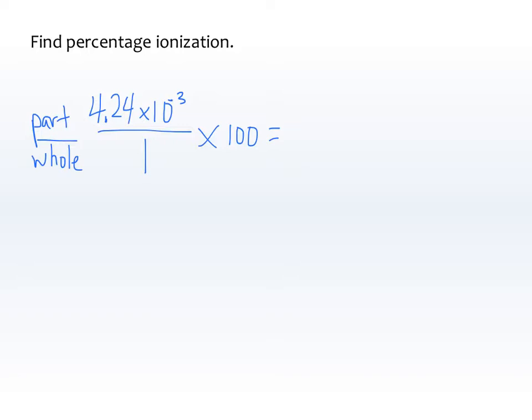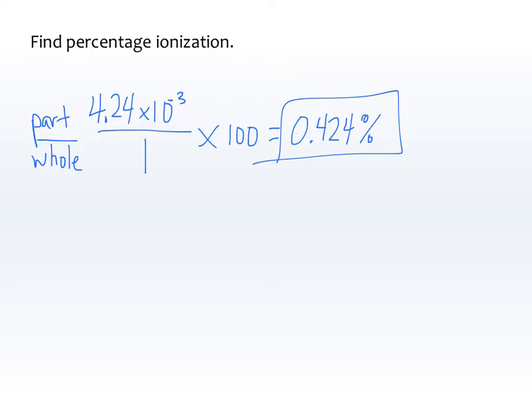Next we have the percentage ionization. From the same problem, find the percentage ionization. So we know that initially the acetic acid was 1, but then the X that it lost was 4.24 times 10 to the negative 3rd. So if I want the percentage, I want the part that it dissociated out of the whole, the original 1, times 100. 4.24 times 10 to the negative 3rd divided by 1 times 100 gives you 0.424% ionized.